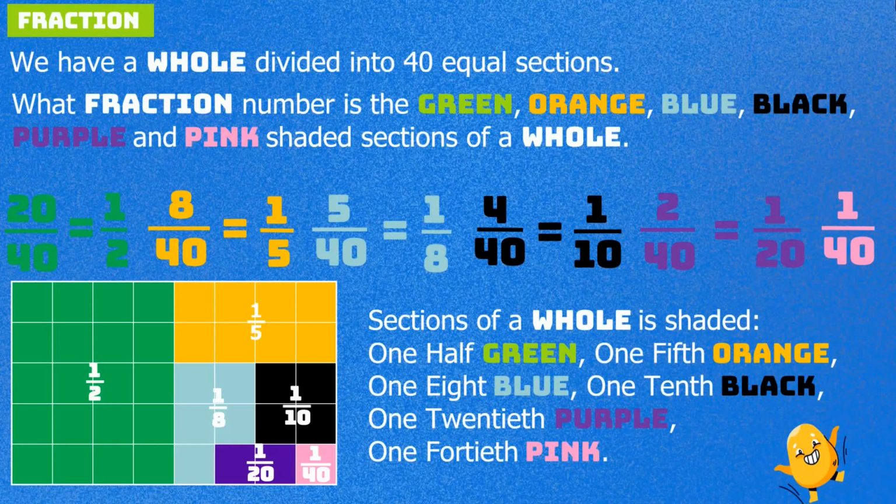1/2 of green. 1/2 is shaded green of 1 whole. 1/5 is shaded orange of 1 whole. 1/8 is shaded blue of 1 whole. 1/10 is shaded black of 1 whole. 1/20 is shaded purple of 1 whole. 1/40 is shaded pink of 1 whole.